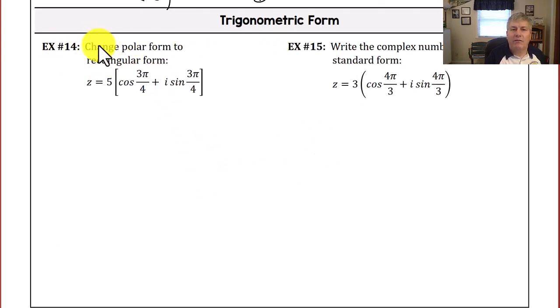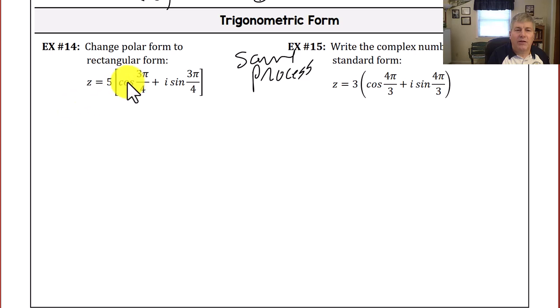Examples 14 and 15 change polar form to rectangular form. And question 15, write the complex number in standard form. Different questions, but the exact same process. So same process for different vocabulary. So let's take a look at what's going on here.